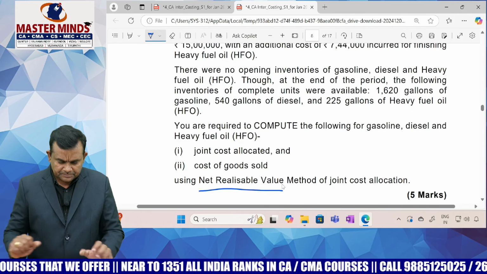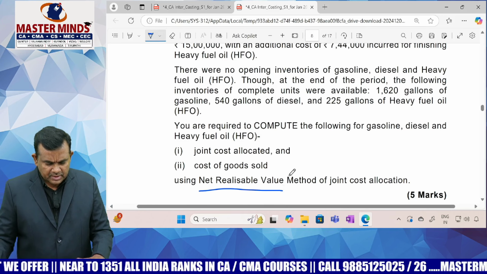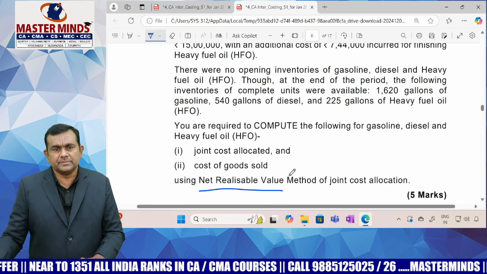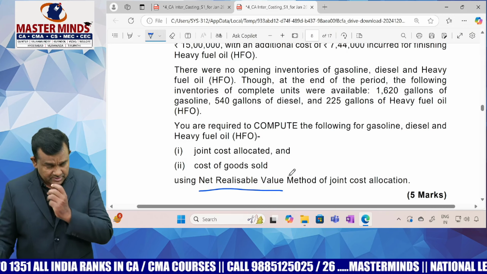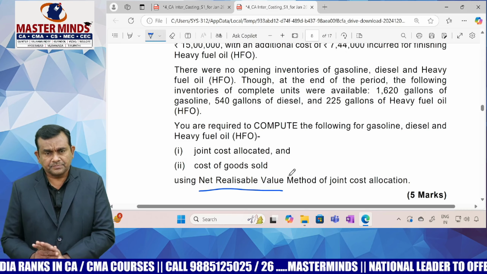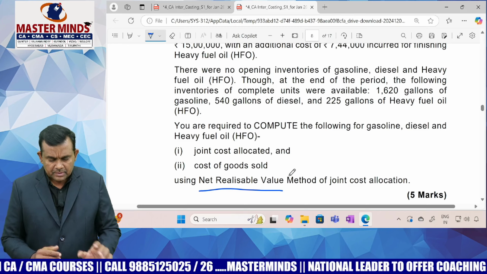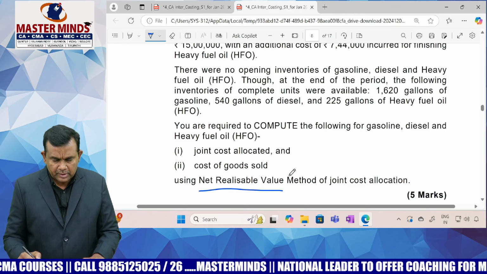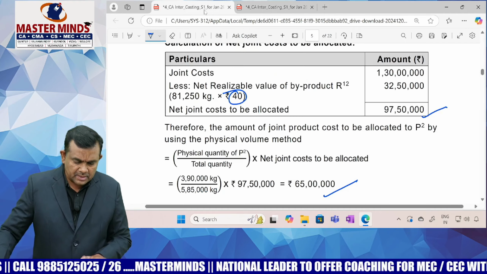Okay, next point. Here the questioner is asking for cost of goods sold. So how to calculate cost of goods sold, sir? Simple. First, share in joint cost, share in joint cost, sir. So here, under net realizable value method, see the side answer, sir.